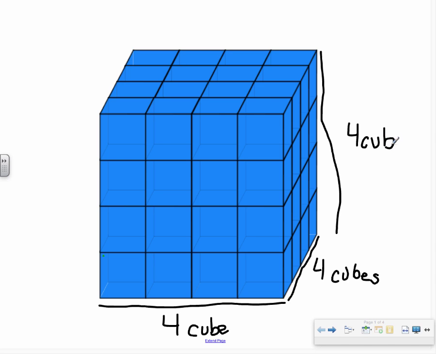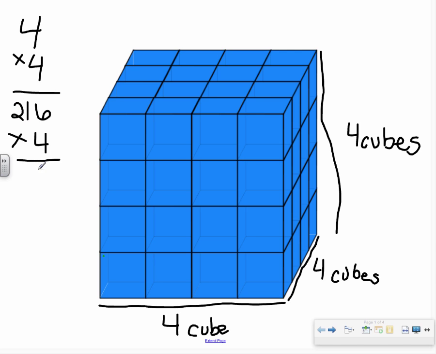So the formula once again was length times width times height. So 4 times 4 is 16. And then I need my other length times width times height. 16 times 4, 64 cubic units. Now, because we are doing volume instead of squared like it is with area, it needs to be cubed with a 3 there.